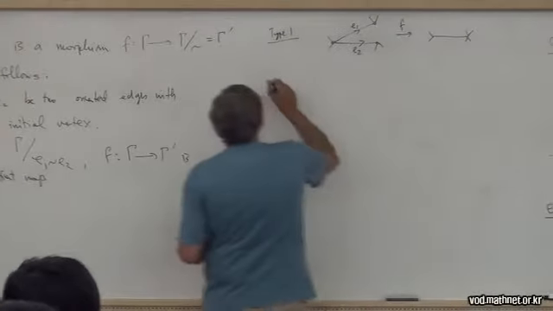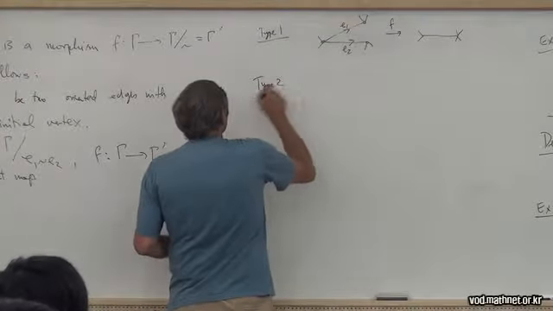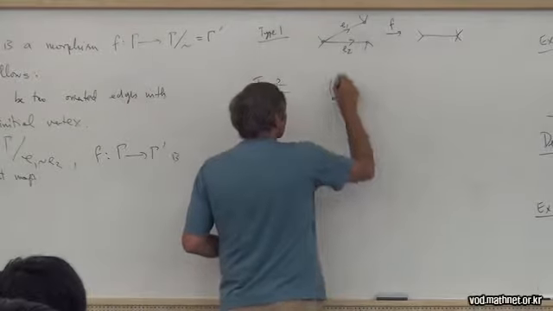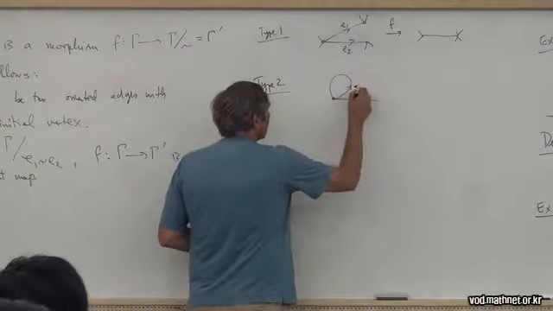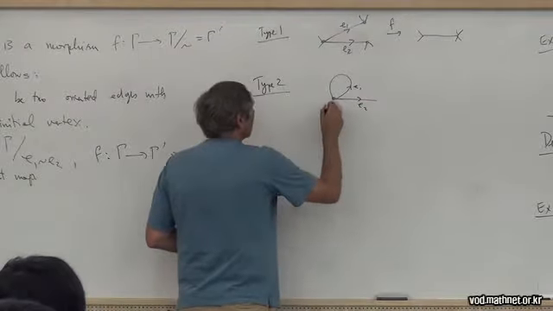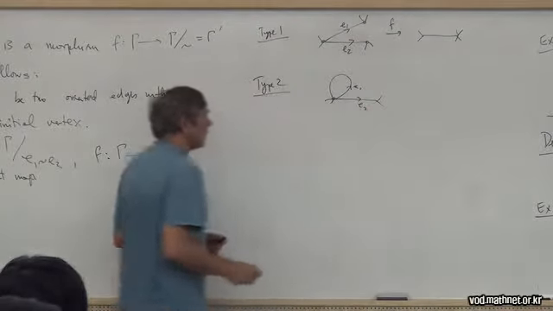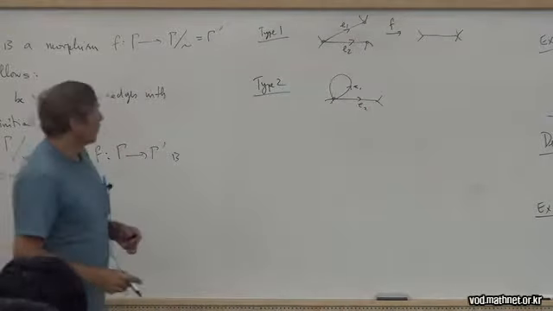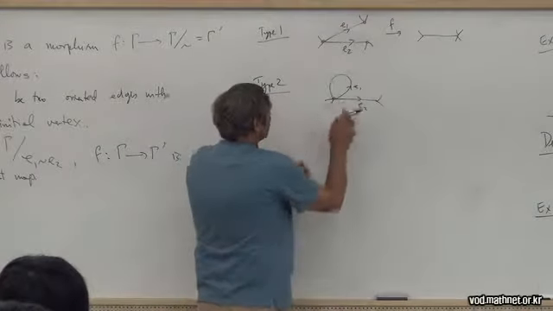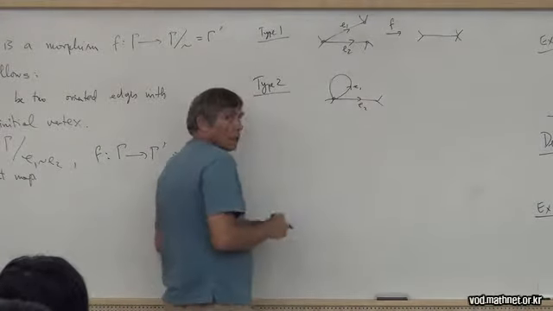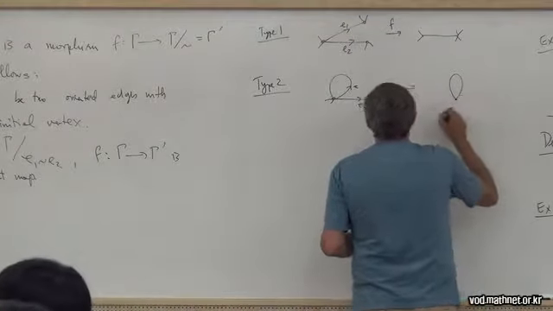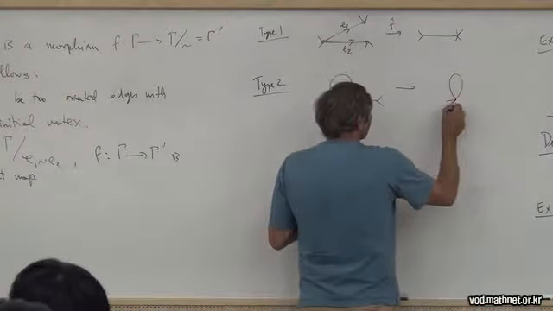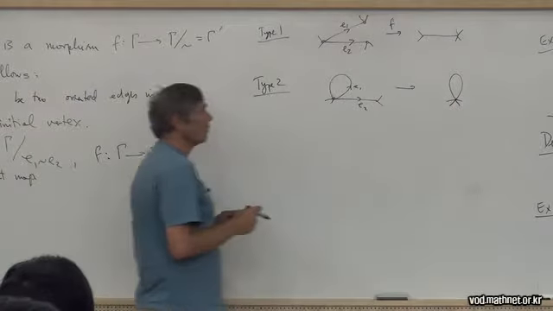Okay, and then type 2. This is similar, but one of the edges is a loop. Okay, so maybe this is E1, and this is E2, and then there are some other edges around. And now I'm going to identify E1 and E2, so that means you're wrapping this edge around E1, and so you end up with a single loop, and now there are 4 bits coming out, right? A total of 4 bits.